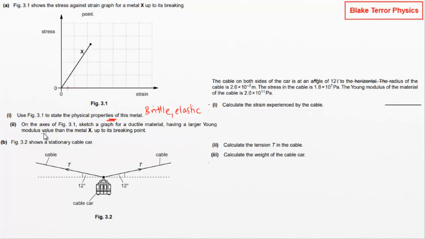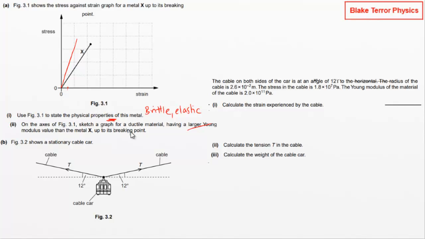On the axes, sketch a graph for a ductile material to have a larger Young's modulus value than the metal X up to its breaking point. Oh, right, okay, so note the commas. So we've got to sketch the graph up to its breaking point, and have a higher Young's modulus. So the Young's modulus is the gradient, so we need a steeper gradient. So we need to have some straight line. So that's dealt with the first bit of the larger Young's modulus.